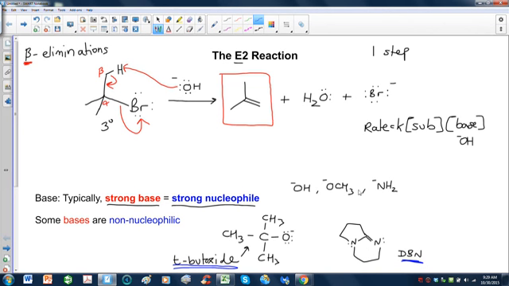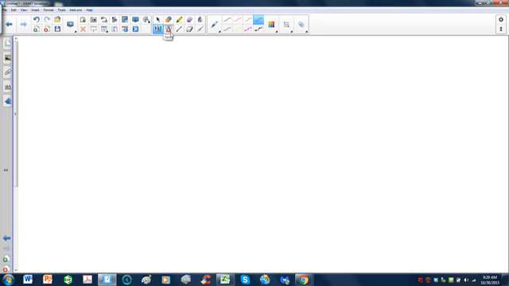These guys are also strong bases, but they can act as nucleophiles as well. So when you have a situation where something could act as a nucleophile and a base, it actually could do both. Ultimately, what determines whether it does or not is the identity of the alkyl halide, and we'll talk about that right now. So let's talk about the structure of the alkyl halide, or the substrate.